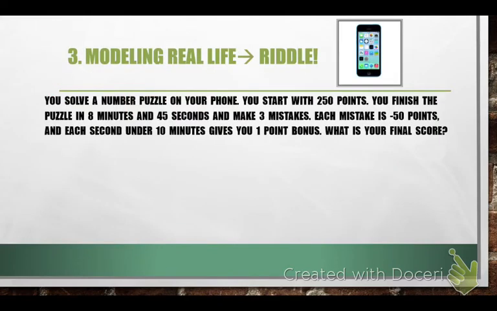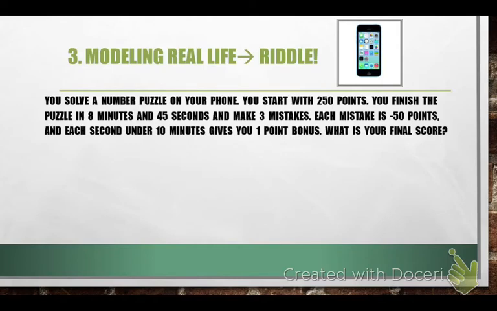All right, on the next page, we've got a modeling real life problem. And this is what it says. You solve a number puzzle on your phone. You start with 250 points. You finish the puzzle in 8 minutes and 45 seconds, and you make 3 mistakes. Each mistake is negative 50 points. And each second under 10 minutes gives you 1 point bonus. What is your final score? So when we have these big problems, we have to break them down and try to figure out what it is that they're asking us.